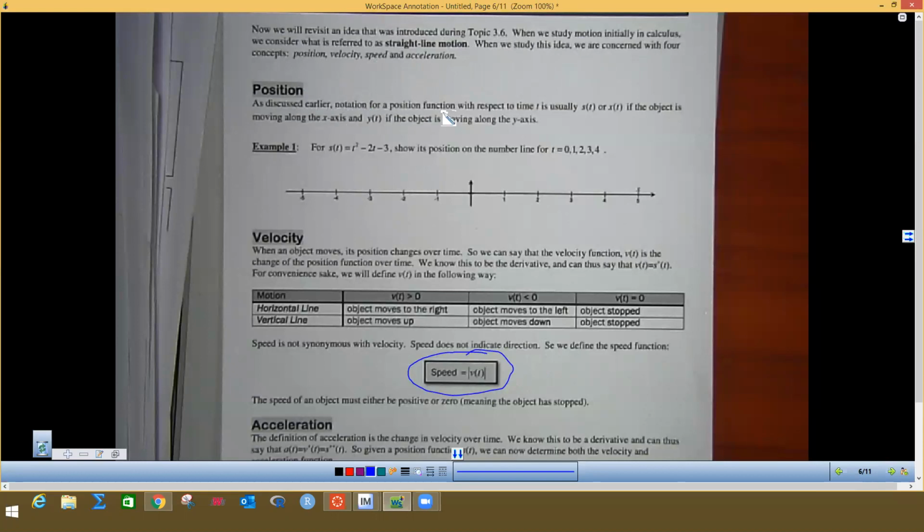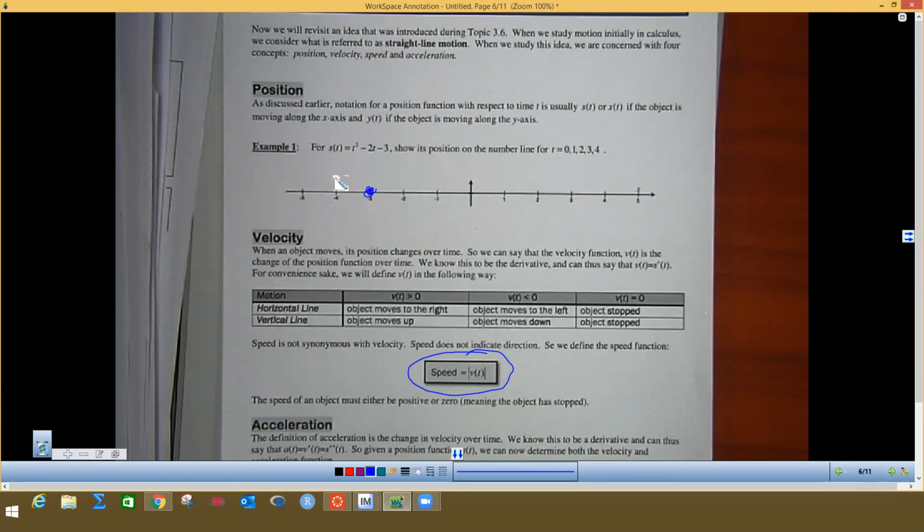As discussed earlier, position is a function with respect to time, usually x of t or s of t. If the object is moving along the x-axis, we usually use x of t. He put y of t for vertical, but most of the time it's s of t. So he's got on here s of t equals this problem. We want to find the position on the number line. So we're going to plug 0 in here. When you plug 0 in here, we get -3. So at time 0, we're right here, -3.